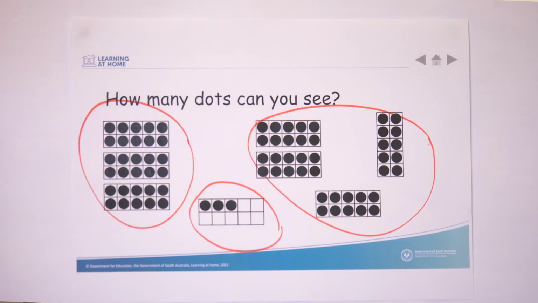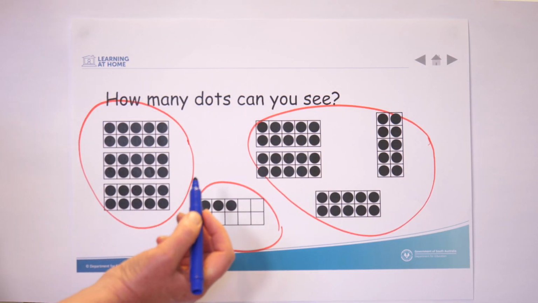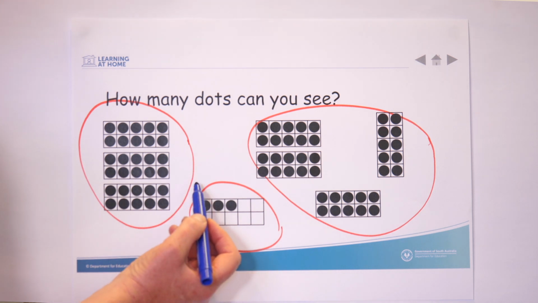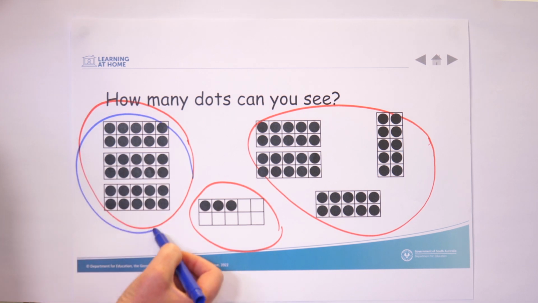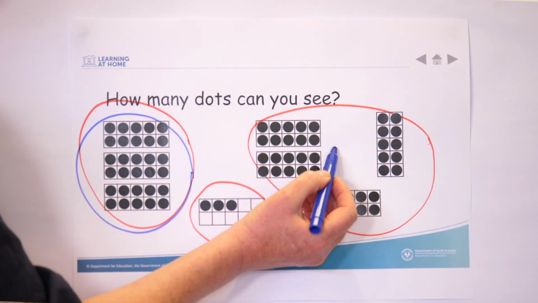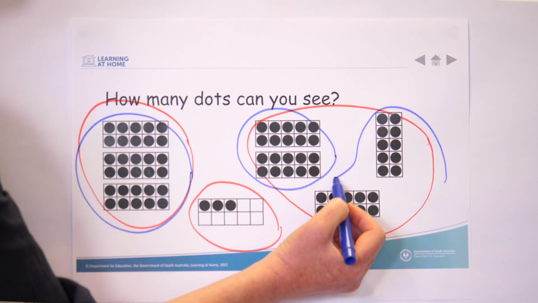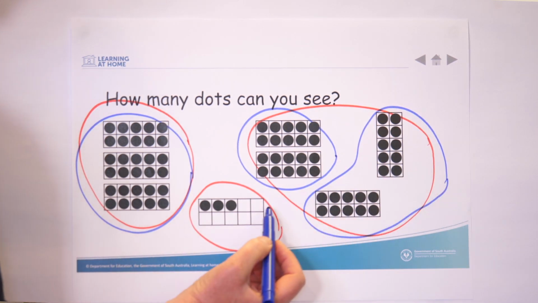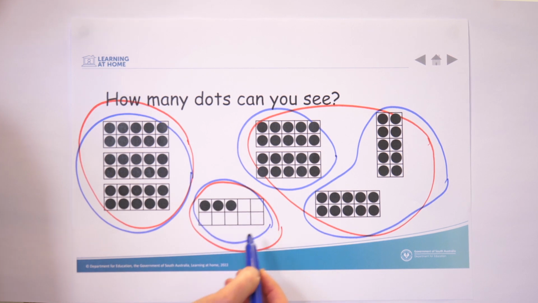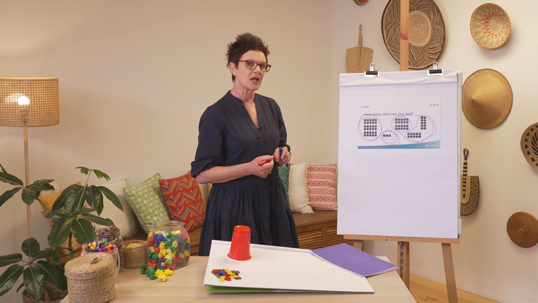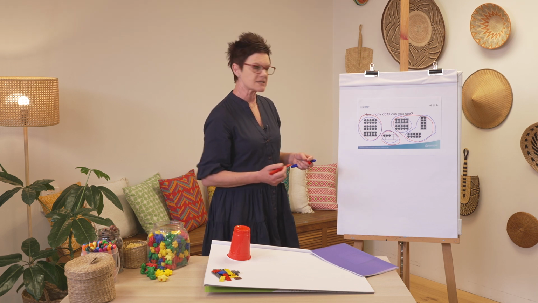Another way we can see this is we have 3 groups of 10, 2 groups of 10, 2 groups of 10, and again 1 group of 3. I wonder if yours was similar. Let's have a look at these parts.